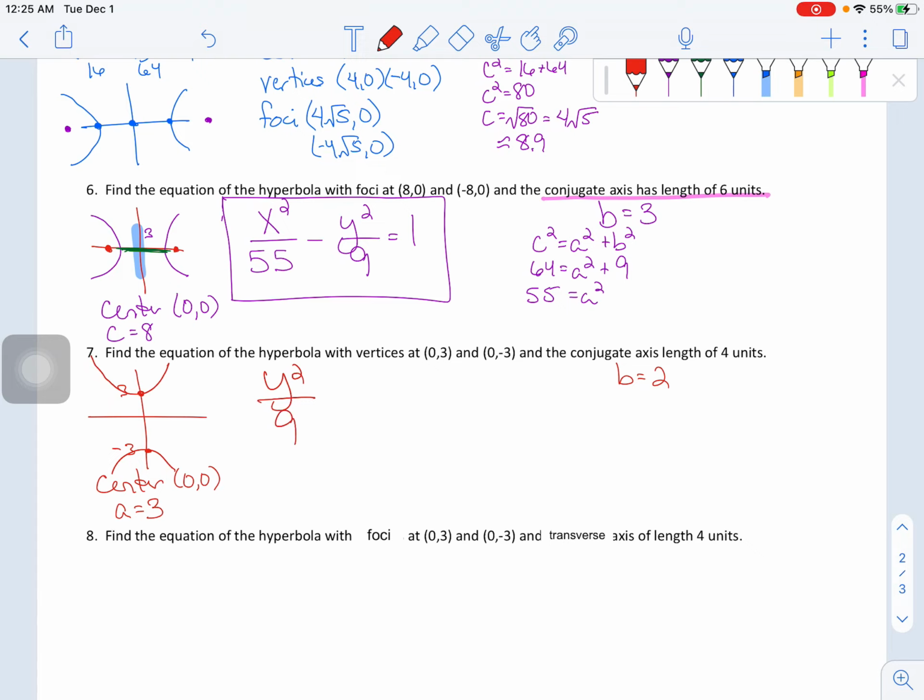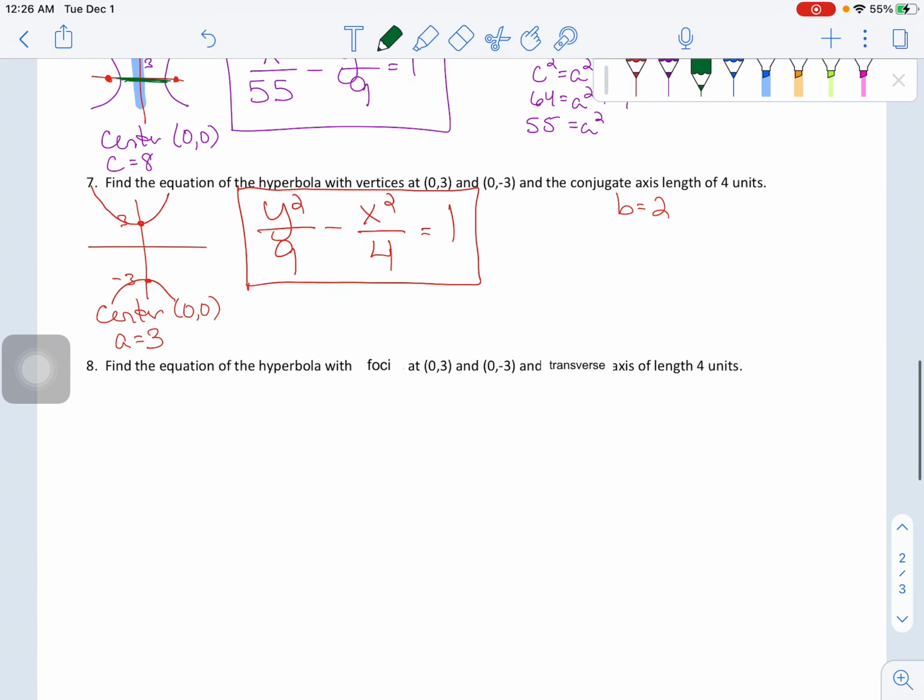All right, so y squared over, your a value is 3, square it to make the denominator, minus x squared over b value is 2. I'm going to square that to make 4, and that's my denominator there, is equal to 1. So there's nothing in this problem that says you have to know anything about where the foci are. So if you don't need them, don't find them.